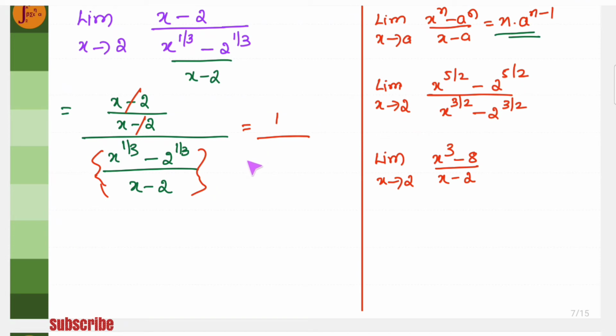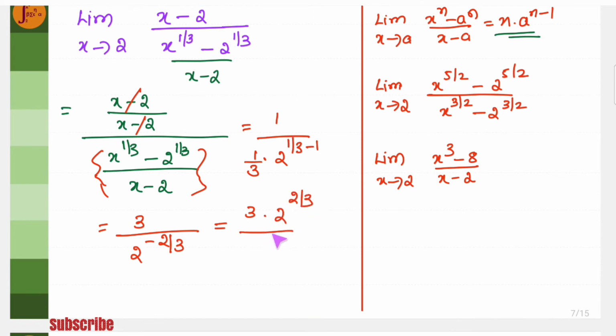So what's the theorem? n into a to the power n minus 1. n is 1 by 3, a is 2, 1 by 3 minus 1. So what is that? It's going to be 1 by 3 into 2 to the power minus 2 by 3. Here we have 2 to the power minus 2 by 3. If we take it to the numerator, it's going to be plus. So it's going to be 3 into 2 to the power 2 by 3. So this is the answer.